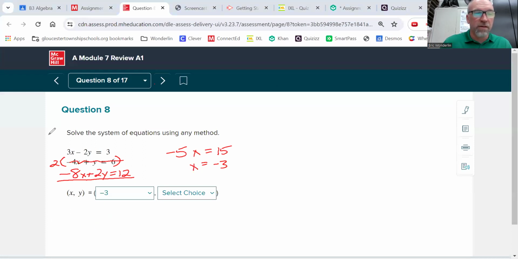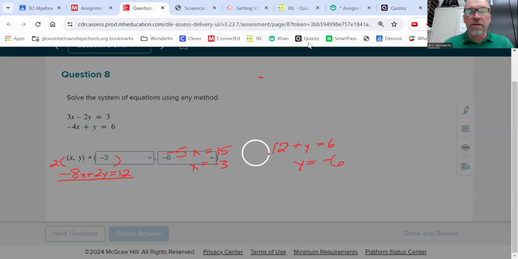Put it back into either one. I'm actually going to put it into that second one, the original second equation. And the reason I'm going to do that is because the x value is negative, and the x coefficient is negative. They make a positive. And my y has a coefficient of 1. So negative 4 times negative 3, 12 plus y equals 6. Subtract 12 from both sides. Y equals negative 6. Jackpot.